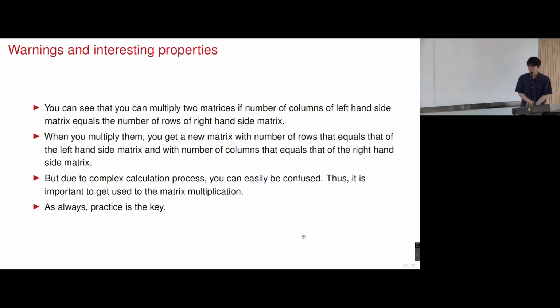Now, some very interesting properties: if you multiply two matrices, and the number of columns on the left-hand side equals the number of rows of the right-hand side matrix, which is what we just did countless times, right? They have to be the same. When you multiply them, you get a new matrix with a number of rows equal to that of the left-hand side, and a number of columns equal to that of the right-hand side. That's what we also said: if you multiply two matrices, you get the outer parts as your rows and columns.